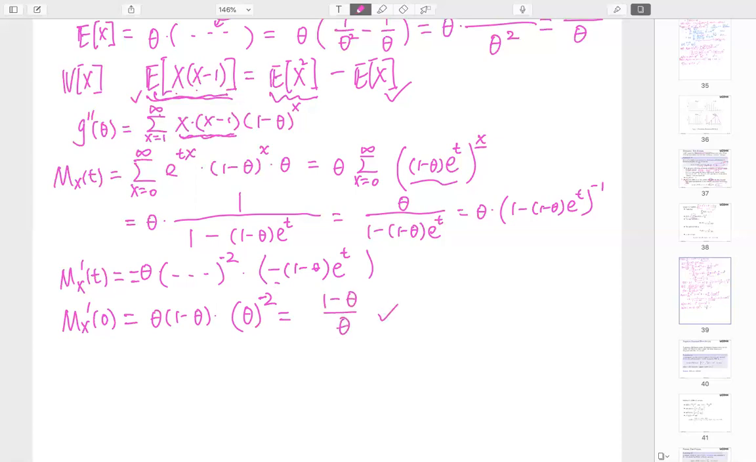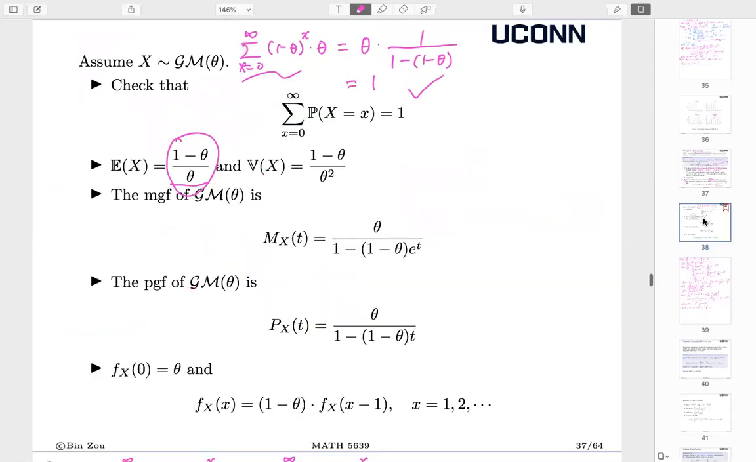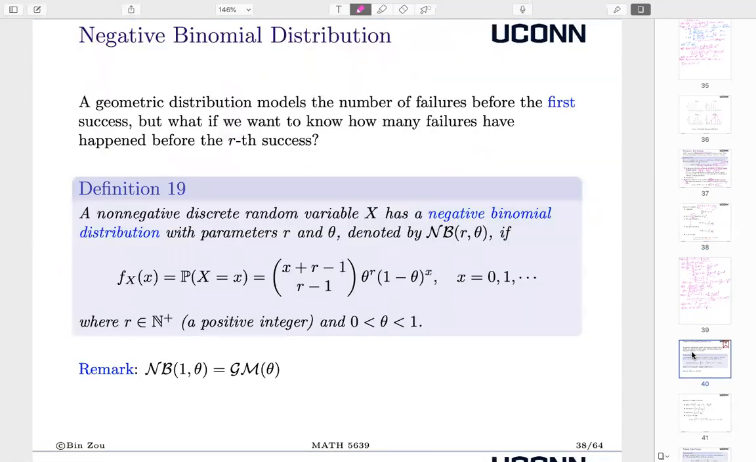Like I claimed, deriving MGF is usually a lot easier than working with the moment. In particular, the higher moments, those are not easy. Once we have MGF, it's rather straightforward, right? Okay, you can differentiate again to get the second moment, then you will have the variance. Okay, from MGF to PGF, it's even easier. You replace exponential of t by t. Okay, this form is easy, right? So that's the whole study for geometric distribution.